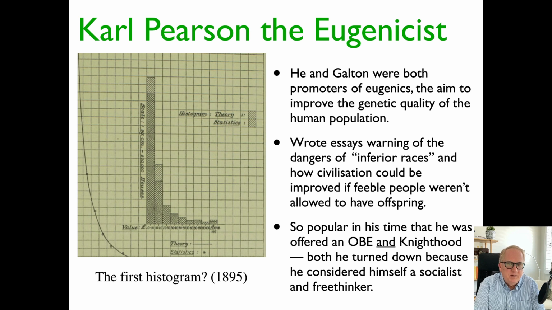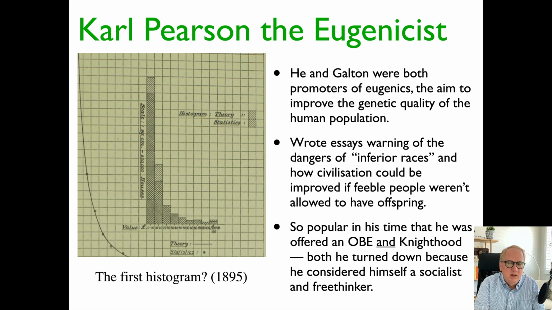Now, the thing about Carl Pearson that you also need to know is that he was a eugenicist, and he and Galton were both promoters of eugenics. In fact, Galton is the person who coined the term eugenics. And the aim of this field, this kind of practical field, was to improve the genetic quality of the human population, whatever that means. And so Carl Pearson, as an advocate for eugenics, wrote many essays for both the scientific audience and the lay audience, warning of the dangers of inferior races and how civilization could be improved if feeble people weren't allowed to have offspring.